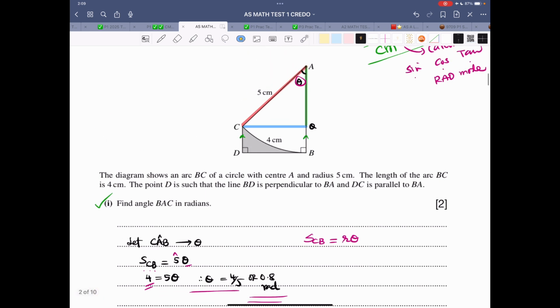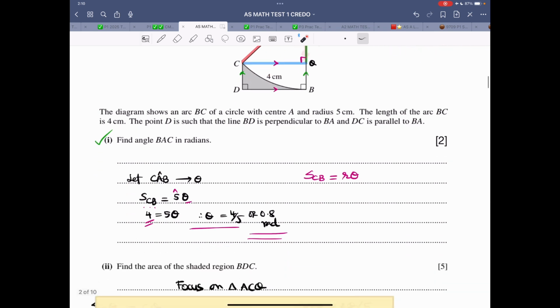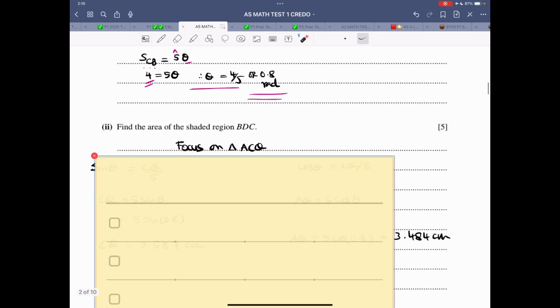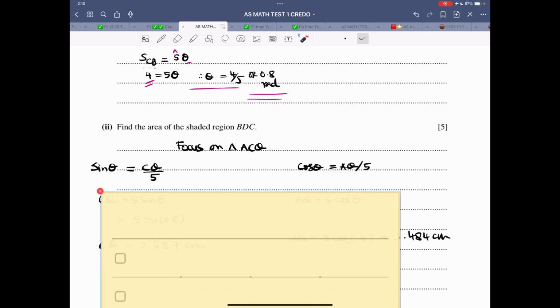So now in order to find the area, to use cosine, sine, tangent, you need a right angle triangle. So what I have done is that I have marked this point Q such that CQ is parallel to DB. And now I have a right angle triangle. I have this angle. I have the hypotenuse. Opposite of 90 is hypotenuse. I can use sine, I can find CQ. I can use cosine, I can find AQ. So let's focus on this triangle in order to find CQ.